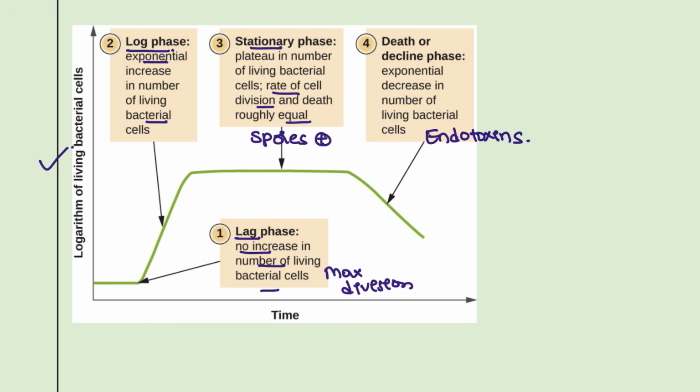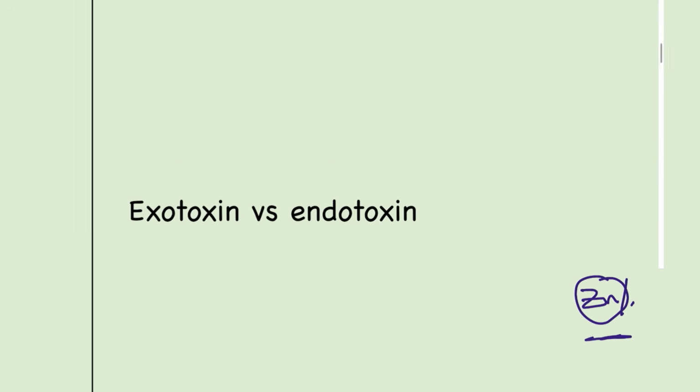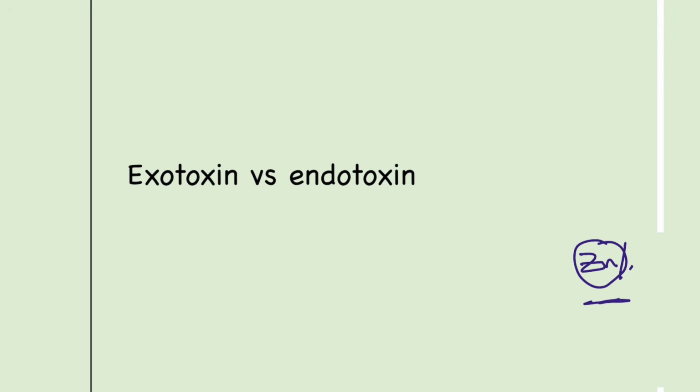A question: when can antibiotics be tested? Antibiotics can be tested at the log phase, where we can test different types of antibiotics. Next, what is the difference between exotoxins and endotoxins? Exotoxins can be produced by gram positive and also gram negative, whereas endotoxins are only produced by gram negative organisms.